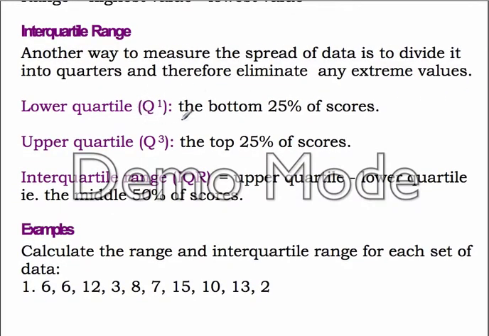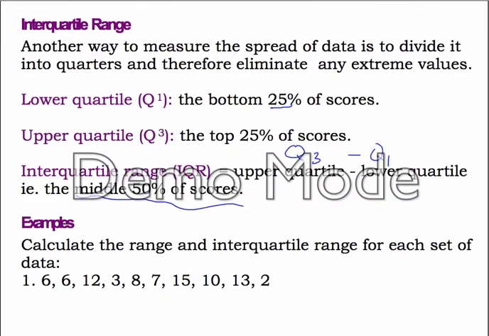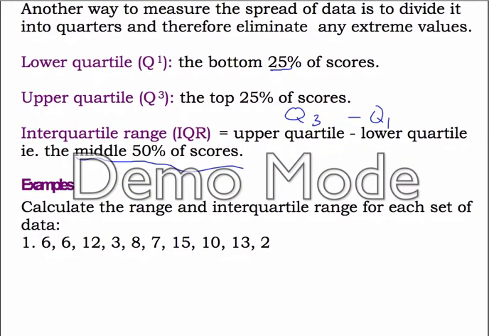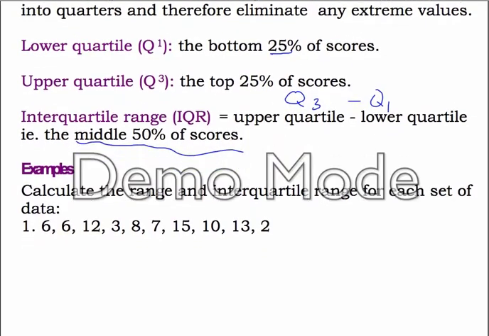So if you can calculate the lower quartile, which is the point at which 25% of the scores are less than that number, and the upper quartile, which is where the top 25% of the scores are, then we can subtract them. So you can do Q3 minus Q1 and you get your interquartile range, which is the middle 50% of scores.